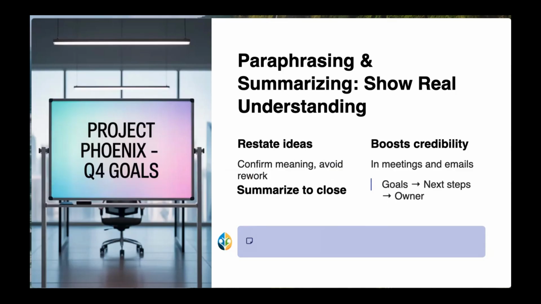You have your goals, you have your next steps, and you have the owner. The classic business process. What's our goal? What are the steps? Who owns which steps?